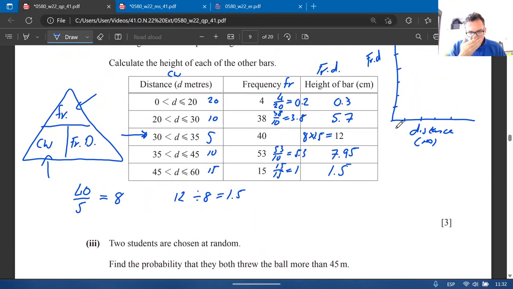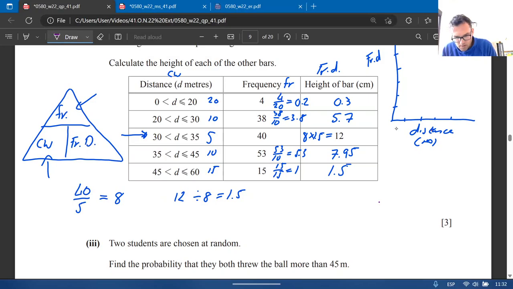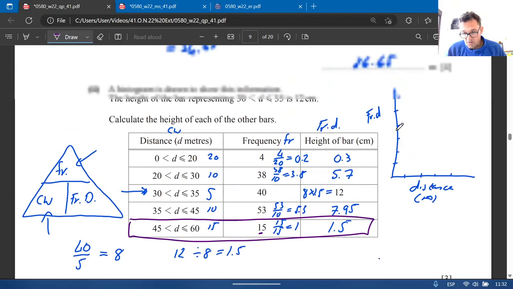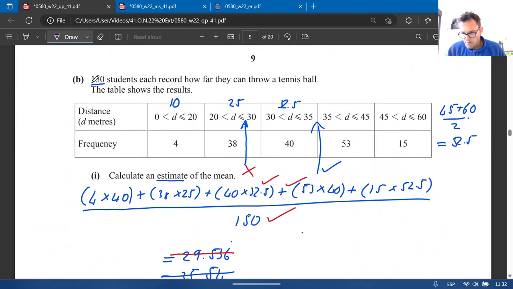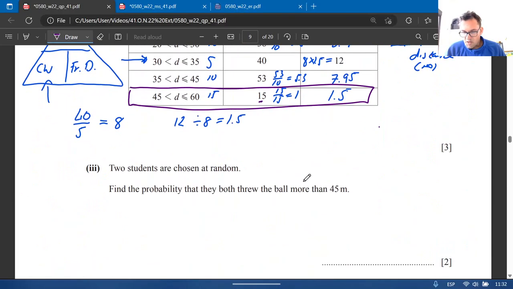Okay, so how many students threw the ball more than 45 meters? Let's see, here we go, it's the last class. So we're going to have to pick the students from there. So, chance of picking a student out of 150, remember? Where was it, 150 up there? There are 15 of them that threw more than 45 meters, so that would be 15 out of 150. That's picking the first student.